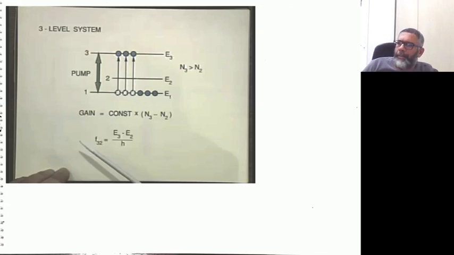And that's it. You see this condition for the stimulated emission: N2 minus N3 must be positive. In order to have a gain, your gain must be a positive quantity. If N3 is larger than N2, then you have a negative gain, and negative gain means you have an absorber.